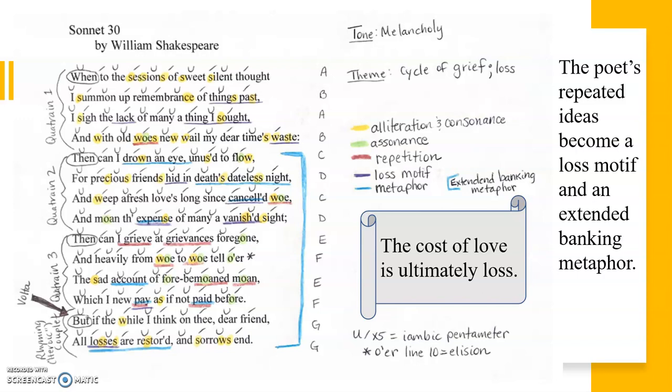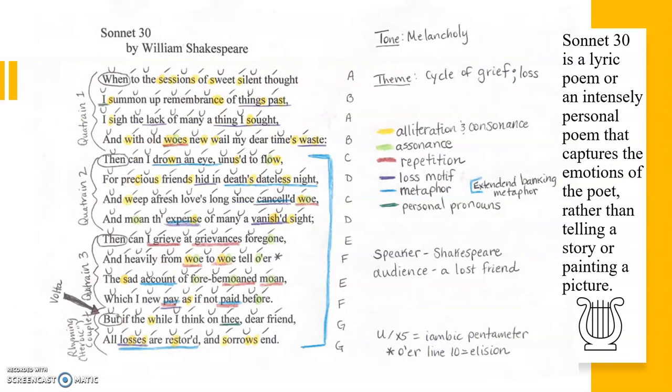Expense, account, pay, paid, losses, restored. There is this idea then that love is a wonderful thing, but it comes at a high cost, and the cost ultimately is loss of a person that you love. And that's a sad way to look at it, but it's better to have loved and lost than not to have loved at all, as they say. So again, the cost of love is ultimately loss, and that's what Shakespeare is reflecting on here.